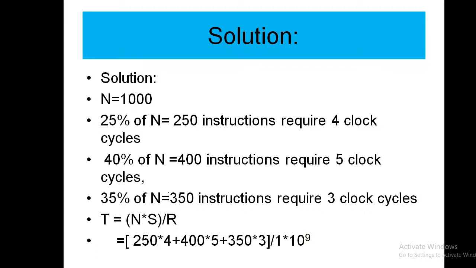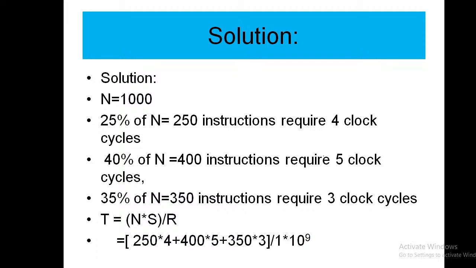Correct. So if you add the whole thing, it is giving you a total of 1000 instructions. So what is the total amount of clock cycles? It is 250 into 4, plus 400 into 5, plus 350 into 3. So this is the total amount of clock cycles. Okay, so what is the time for each clock cycle?